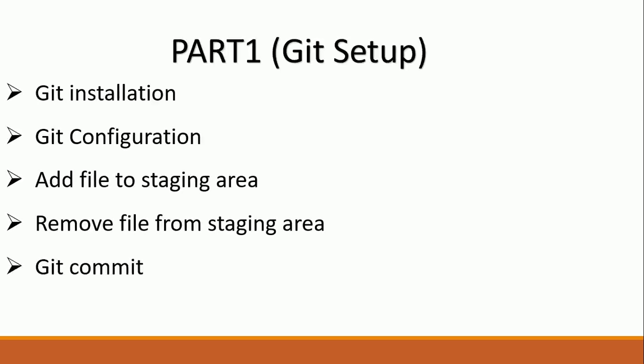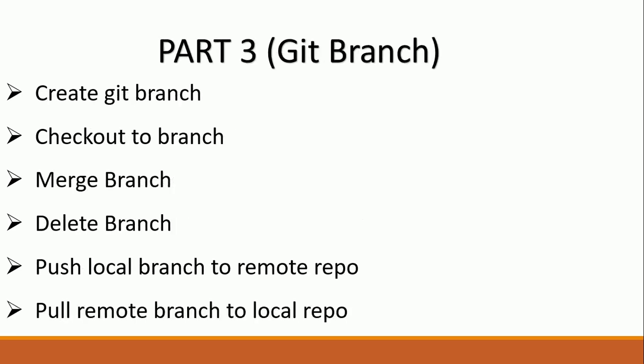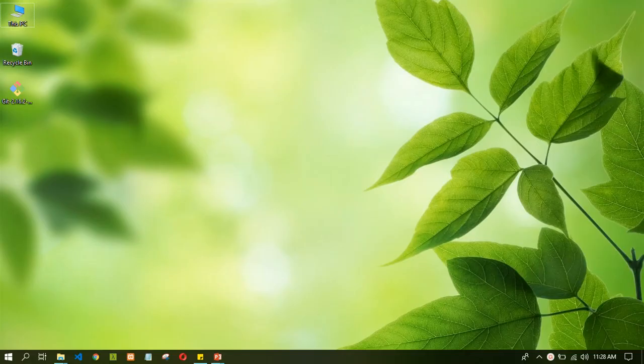So in this tutorial we'll be dealing with Git and GitHub, and this tutorial is split into 4 parts. In the first part of the tutorial we'll be setting up Git, and then in the second part we'll be setting up GitHub, and then in the third part we'll be looking at Git branches, and then in the fourth part we'll be looking at version control. So let's get to work immediately.